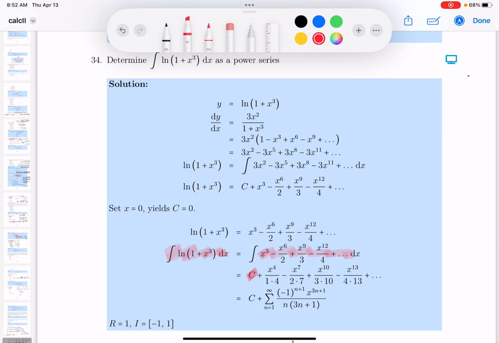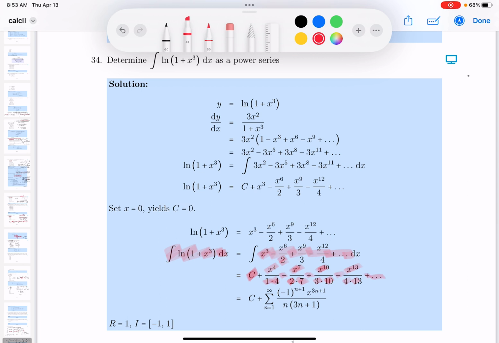Term-wise, antiderivatives: x to the 4. I'm going to write this in, some people say, a peculiar way. I'm going to put the 4 there, x to the 7, I see the 2 there, x to the 10, x to the 13, and so forth and so on. And by the way, it is alternating.